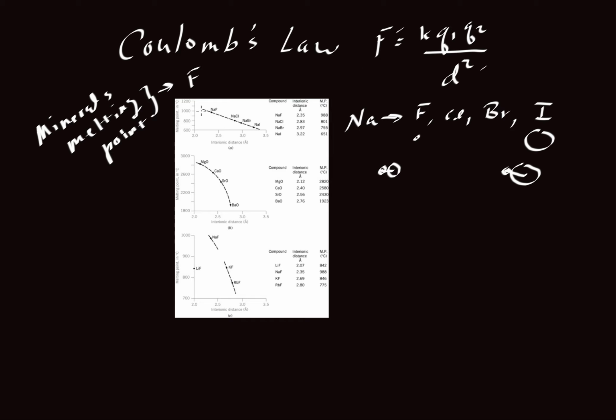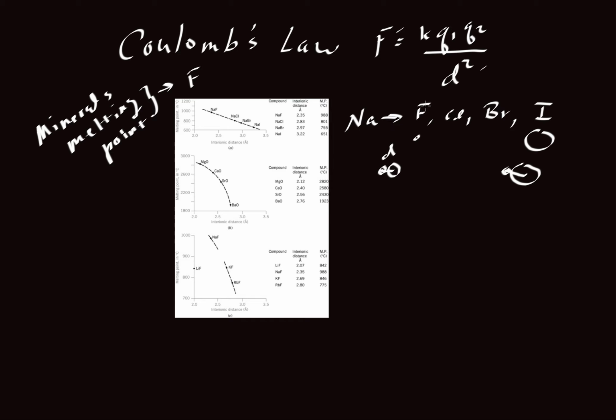So the way that is translated here is that this smaller distance and the stronger force translates to a higher melting point for the compound sodium fluoride, whereas the greater distance for sodium iodide leads to a weaker force, which translates to a much lower melting point.